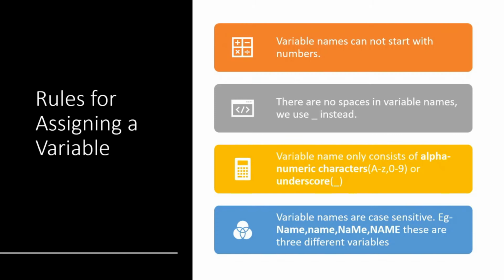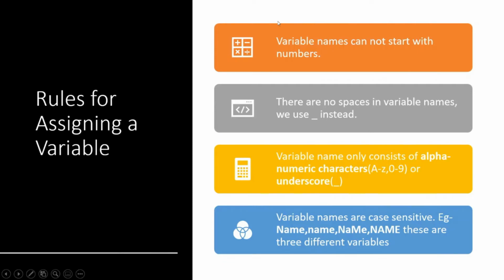Okay, the rules for assigning a variable. Variable name cannot start with numbers. This is a very simple thing that applies in all programming languages: you can't start a variable name with a number. Like if you want to declare a variable x, then you can't write 1x. You can write x1, but you can't write 1x.